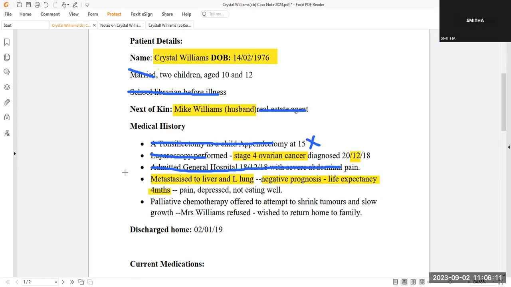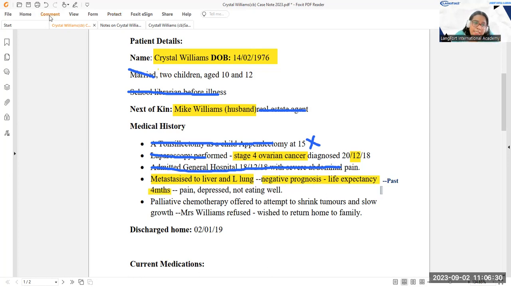Past history. Past. Okay, keep that in mind. The life expectancy is not the current life expectancy. This was a past one, in the month of December. At that time, her prognosis was found to be negative. So this is a life expectancy that they mentioned in the past.